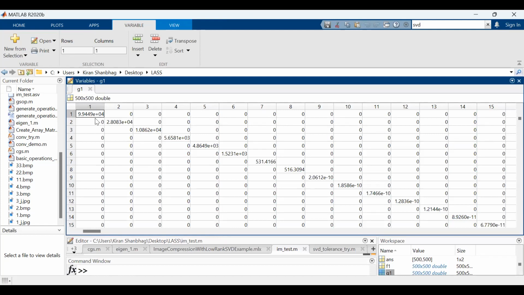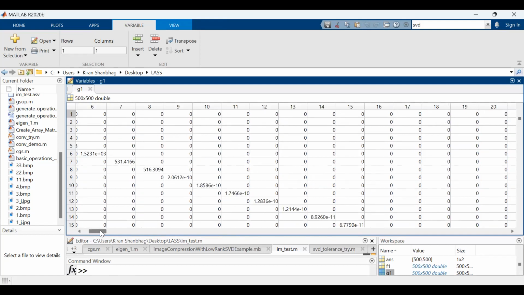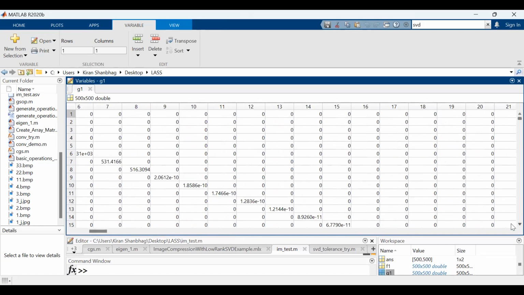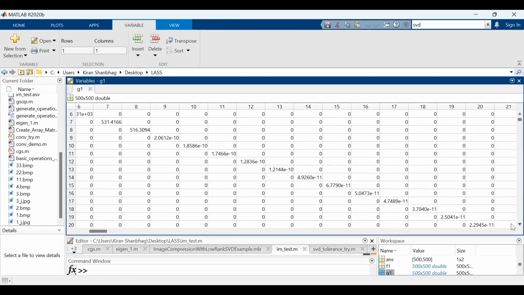Now, you can see a significant number, 9.94 into e to the power 4, 4, 4, 3, 3, 3, 531. Then see here, the values have drastically died out for the diagonal entries. Whenever you are representing images, you go from 0 to 255, right? 255 for white, 0 for black. If the numbers are in between, some are very significant, some not so significant. You can see the numbers here.